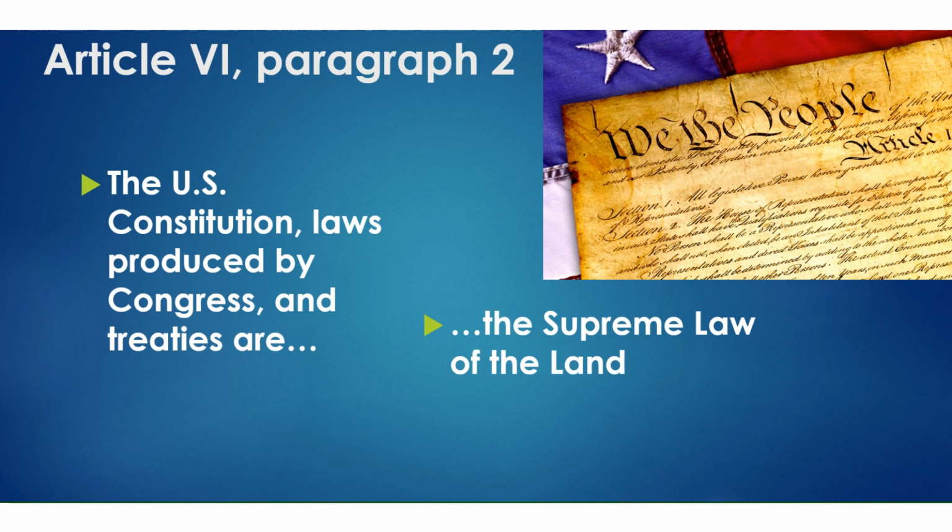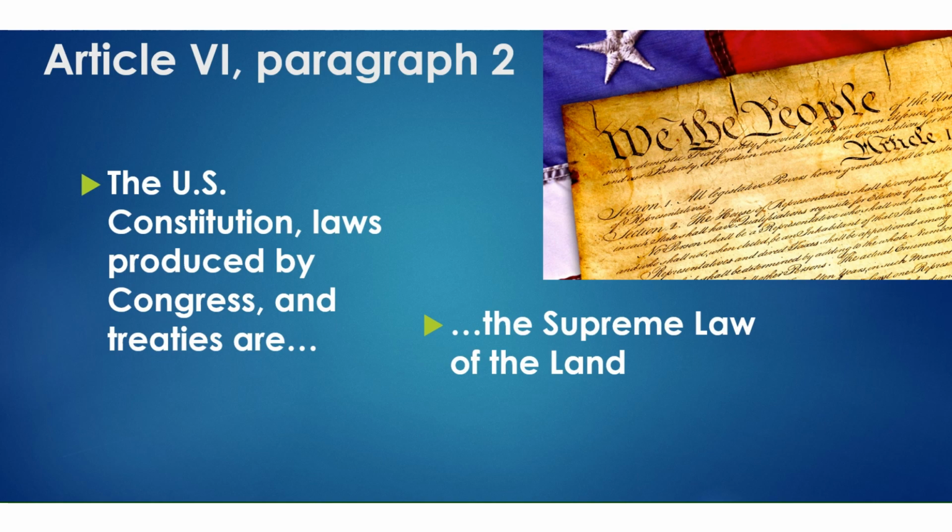The U.S. Constitution is a super law. Laws produced by Congress are federal laws, statutory laws produced by U.S. senators and U.S. representatives. And then treaties. Treaties are negotiated by the president, and then they're ratified by the U.S. Senate. Once they're ratified, they become a type of law. They have the full force and effect of law. Well, those three categories are the supreme law of the land, according to Article 6, Paragraph 2.